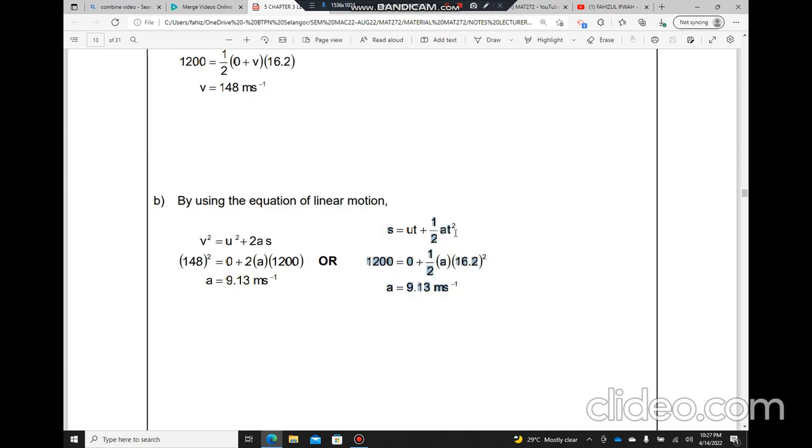Tapi sebenarnya selamat kalau kita guna yang kedua ni. Sebab apa selamat yang kedua ni? Sebab yang ni information semua yang diberi dalam soalan. Means S equals to 1200 and then T equals to 16.2. So awak akan dapat A. Kalau kat sini maknanya katakan awak salah guna V, 148, awak salah kira V untuk soalan A kat sini. So dia akan effect lah solution, sebab yang ni B ni awak guna daripada A. Tapi ada lah mana-mana satu pun sebenarnya boleh gunakan.